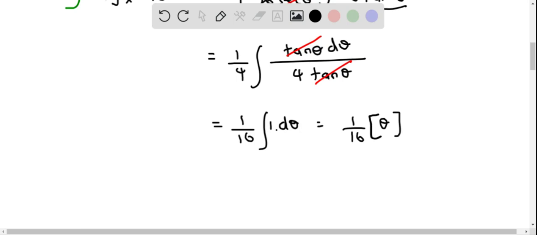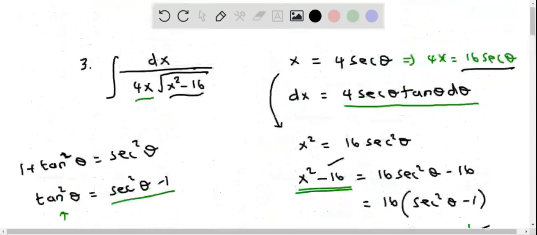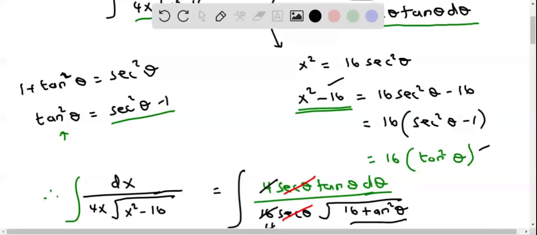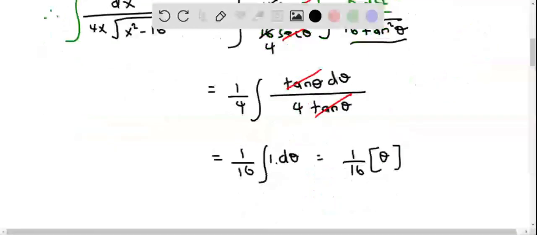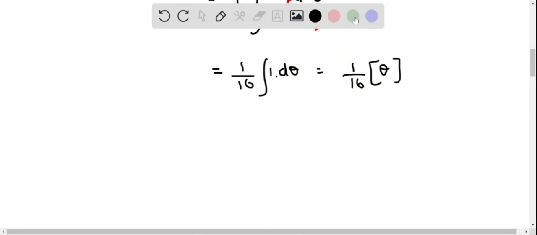Now we can replace the value of theta from the substitution that we made. That is, x equals 4 secant theta. And this means we can solve for theta from this one, but we are going to make some rearrangements. We did the substitution x equals 4 secant theta. Let's square both sides. This equals 16 secant square theta.